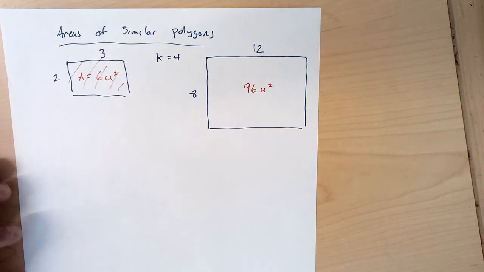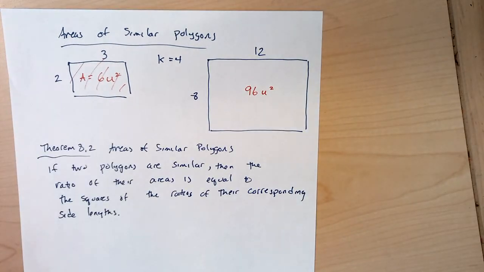But that actually leads to theorem 8.2. Here's theorem 8.2, the area of similar polygons theorem. You have two polygons that are similar, like in our example above. The ratio of their areas is equal to the squares of their ratios of their corresponding side lengths. So here's what that means.